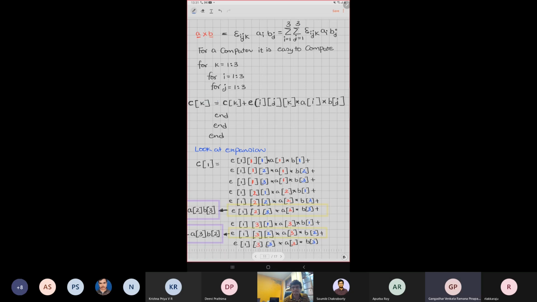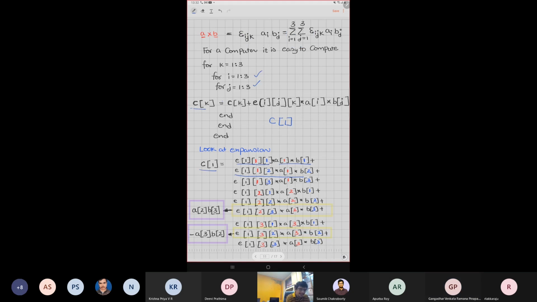A small doubt, sir. A cross B equals epsilon IJK, you wrote, A_j B_k, it's fine. Then again you put a summation on the right-hand side. Why summation again? Because of repeated indices. Actually, summation I have invoked for j's, and i has to be index 1, 1, 1, 2, 2, 2, 3, 3, 3, and I am going to write it when k is equal to 1. That is the loop that I am going to write.